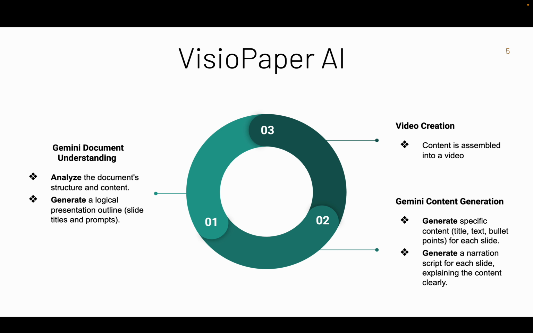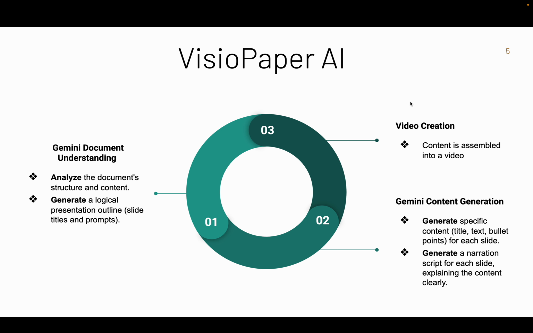So, our solution to it is VisioPaper AI. The first part is the Gemini document understanding. We use Gemini to analyze the document structure and content, and then we generate a logical presentation outline, like slide titles and prompts. Then the second part we will create with Gemini content. That means the slides that have a specific schema: title, text, bullet points, and then we'll generate a narration script for each slide.